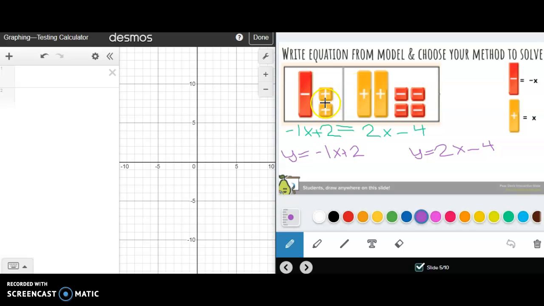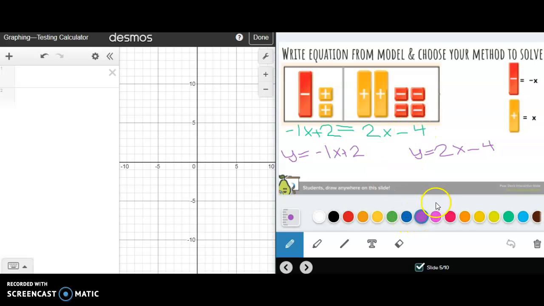So if I'm looking at this left-hand side, I only see one of my negative x's. So I just write negative 1x. Plus, I count those two little squares, plus 2 is equal to, I've got two positive x's on this side, so I say 2x and then 4 little minuses, so minus 4.